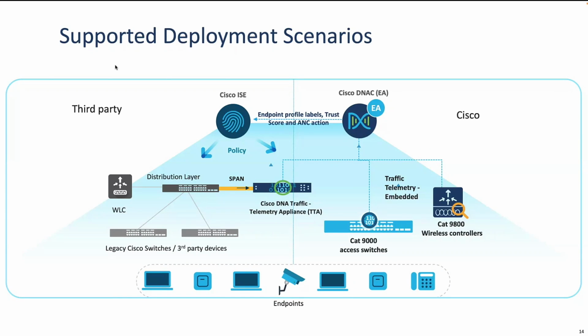This does deep packet inspection. For third party and legacy network devices, you need to use something called the DNA traffic telemetry appliance, and that takes mirrored or SPAN traffic and then does deep packet inspection. This is a highly scalable appliance, and it can be placed in the distribution layer or core. It supports up to 40,000 endpoints. So we support both Cisco as well as third party. We support different deployment scenarios, to answer your question.